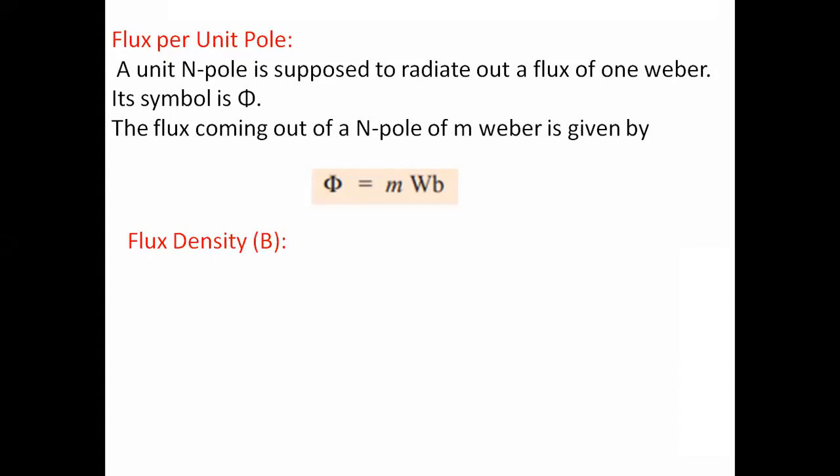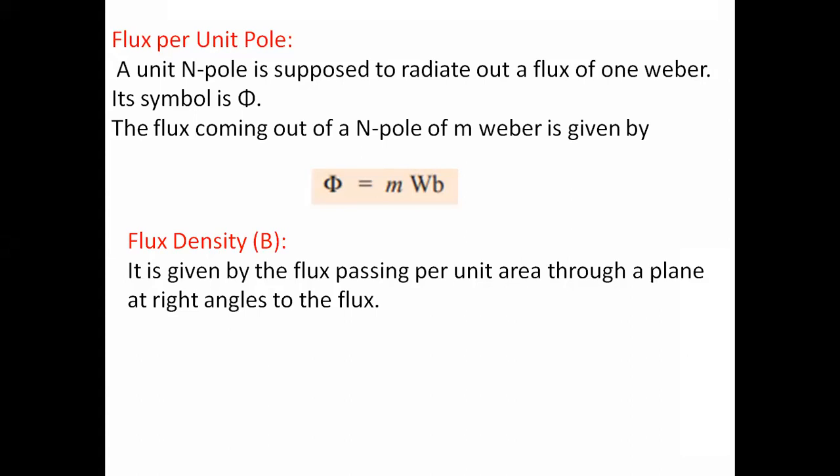Okay, and the next one is flux density. It is given by the flux passing per unit area through a plane at right angles to the flux. So this will be represented based upon the area. Suppose we consider the population density. Density is measured with respect to the area.